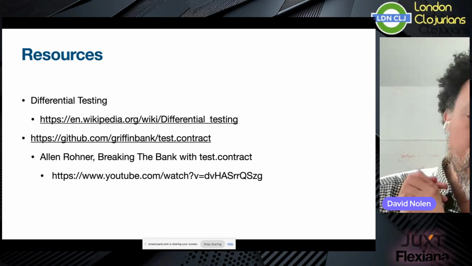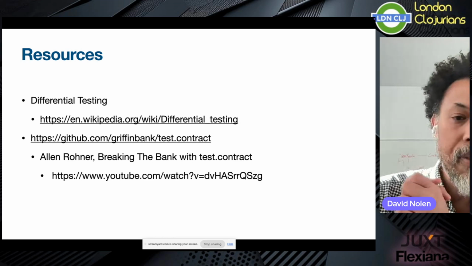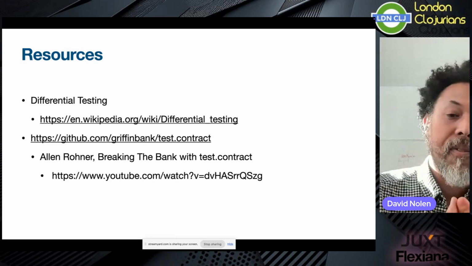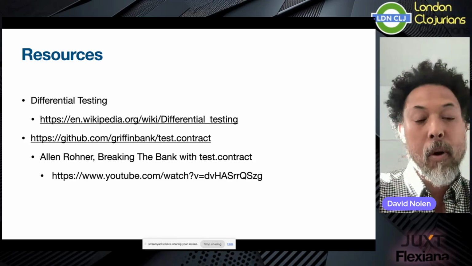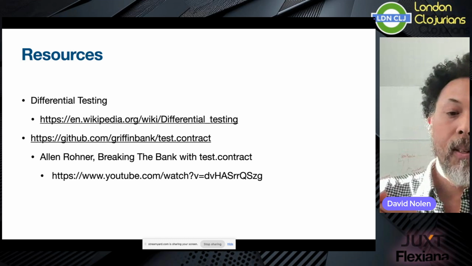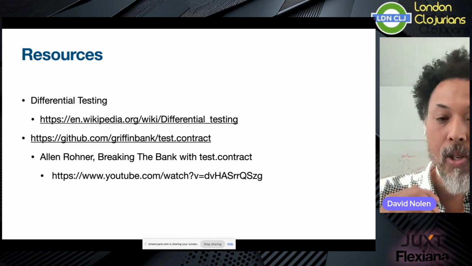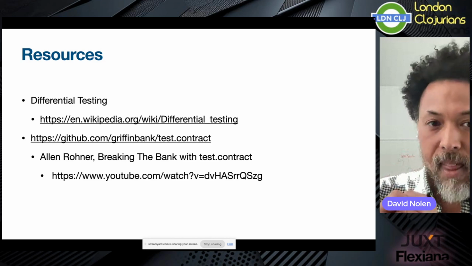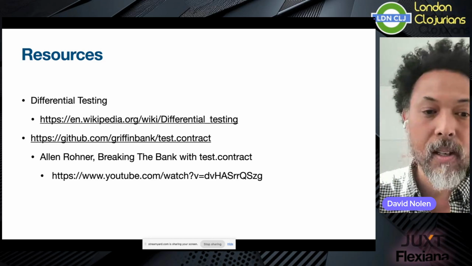So I didn't have time to talk about differential testing. There is literature out there about that. Again, I recommend checking out Test Contract. Test Contract definitely has quite a few more features and integration points, which you might find extremely useful. Great talk at the last Conj. And it supports shrinking and everything else. And I think that's all I have. Hopefully I've not gone too long.